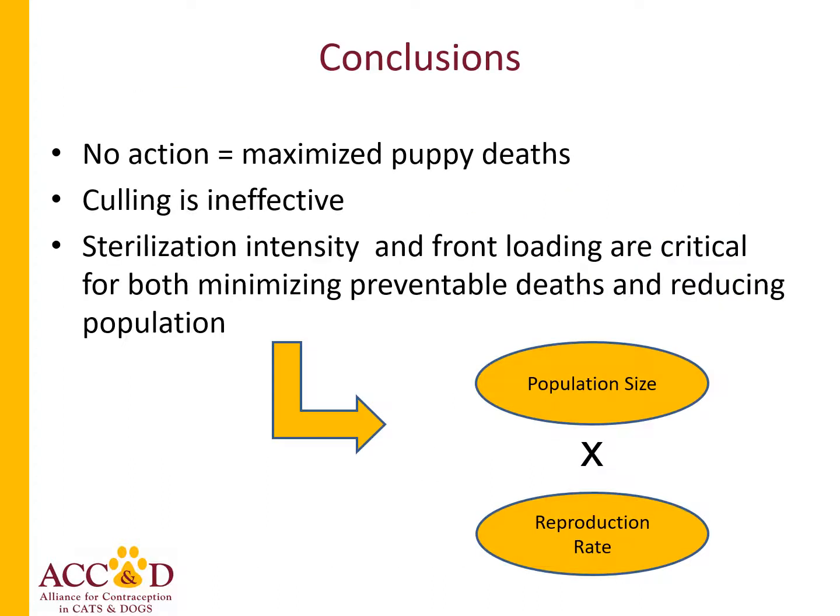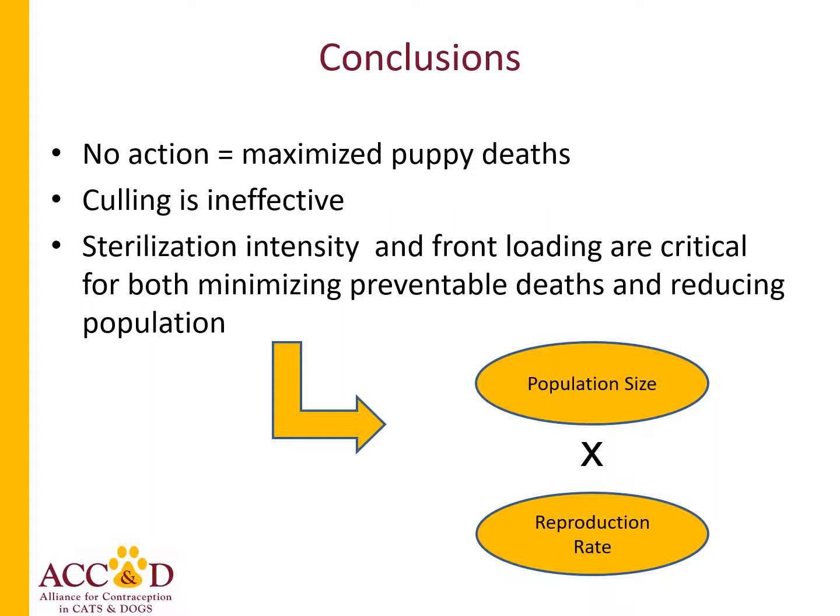So the lessons here in this short talk are that doing nothing is a good way to maximize puppy deaths. Nature is rather cruel in that regard. That culling is not particularly effective for anything, but certainly with regard to this preventable deaths equation. And that when it comes to sterilization, trying to achieve high intensity and high front loading are absolutely critical, both for minimizing the preventable deaths that occur and for reducing population size.